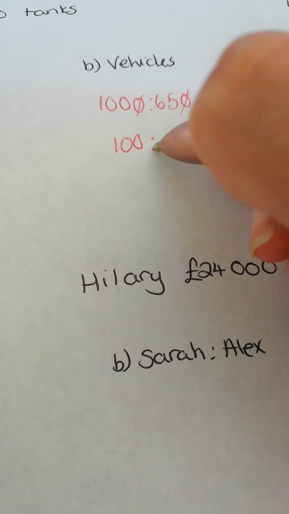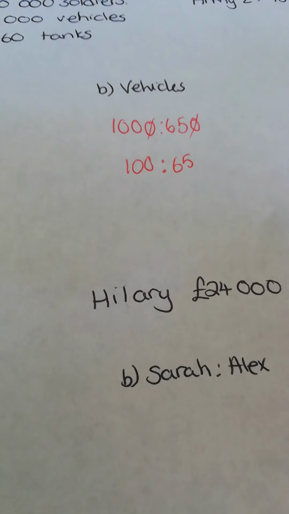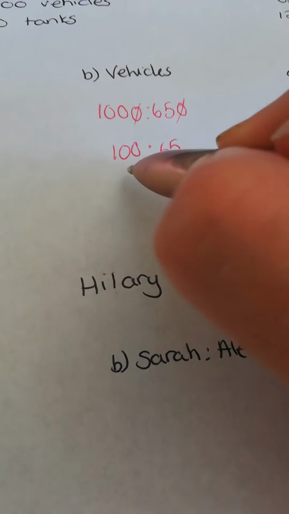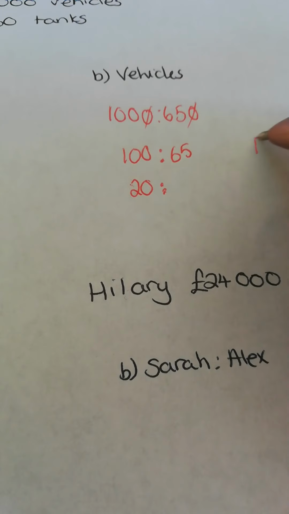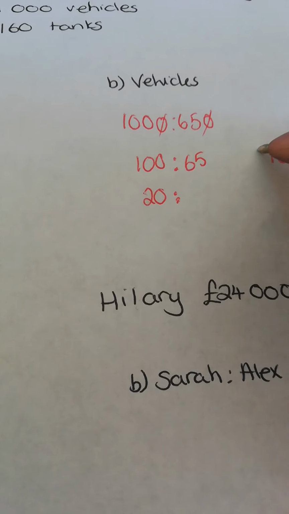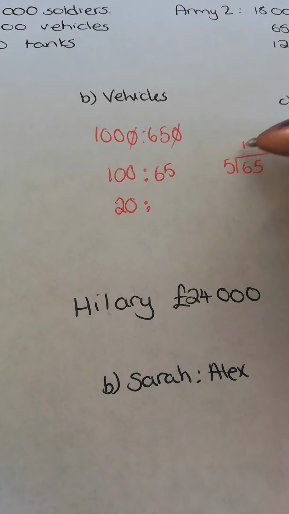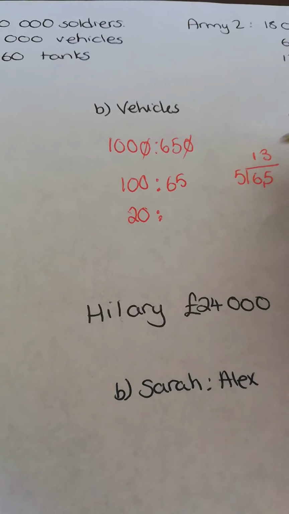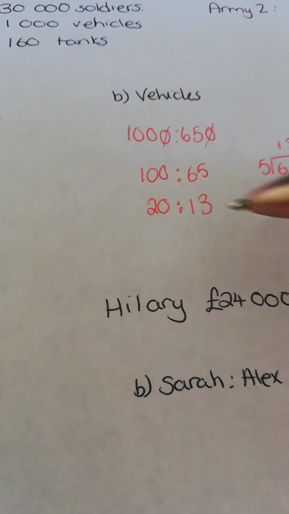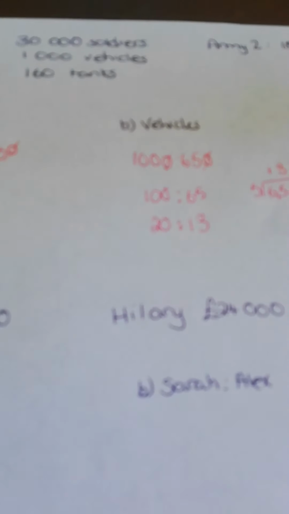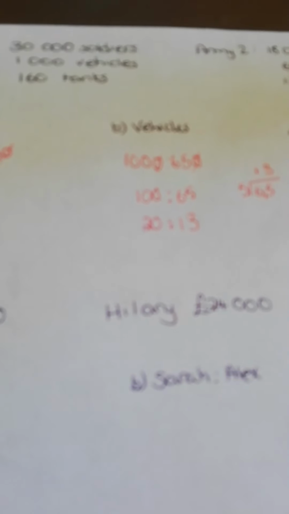That gives me 100 to 165. Okay, and now we're dividing by 5. Now 5 goes into 100 20 times. How many times does 5 go into 65? Goes in once with 1 left over, and 3. So we've got 13. So that's quite an awkward one, but we end up with the ratio 13 to 20.